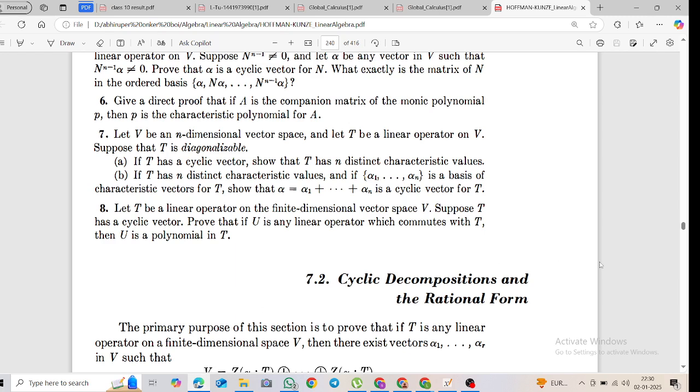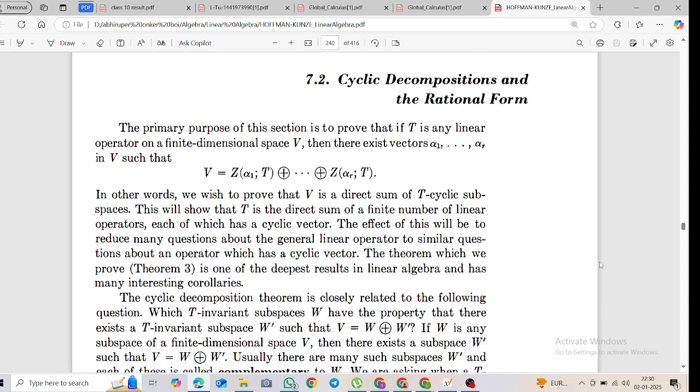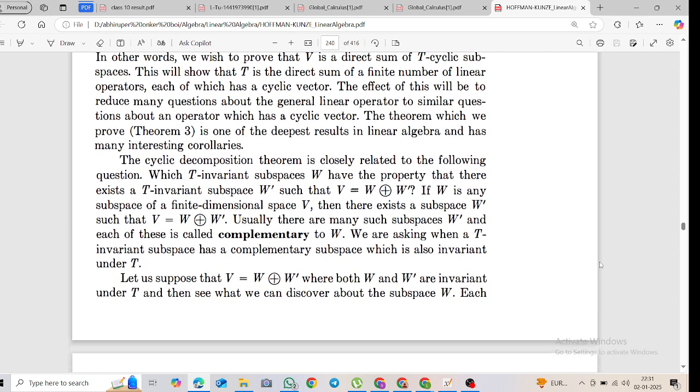So this is cyclic decomposition and a rational form. Okay. So they will try to break up V, decomposing V into some T cyclic subspaces. Okay.